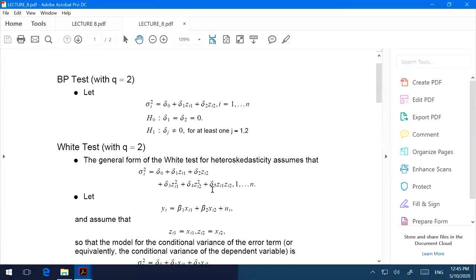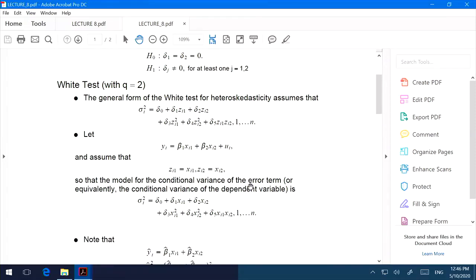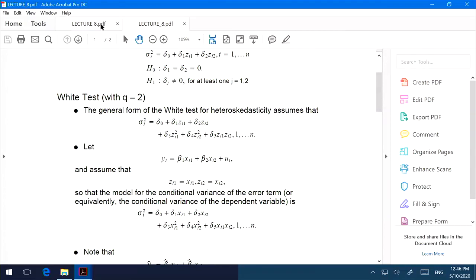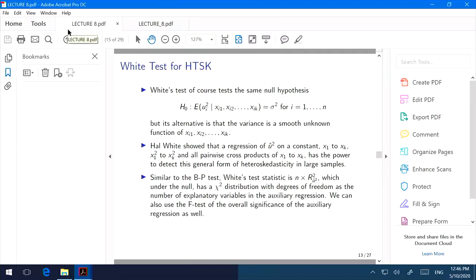So in the White test, you have the additional regressors, Z1 squared, Z2 squared, and then all the cross products of your Zs. So I've only got two Zs, so I only have one cross product, Z1 and Z2. If I had three Zs, I'd have Z1 multiplied by Z2, Z1 multiplied by Z3, and Z2 multiplied by Z3. Okay, so that's the difference between the two tests. Obviously, White's test includes all of these additional regressors given by the squares of your Zs and the cross products.